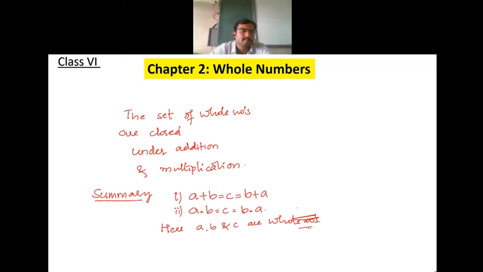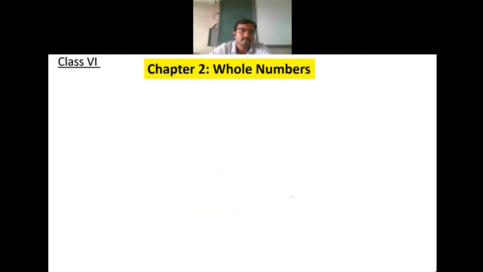So this property is called the closure property. This is the first property. The second property is called the commutative property, or it is also called commutativity.